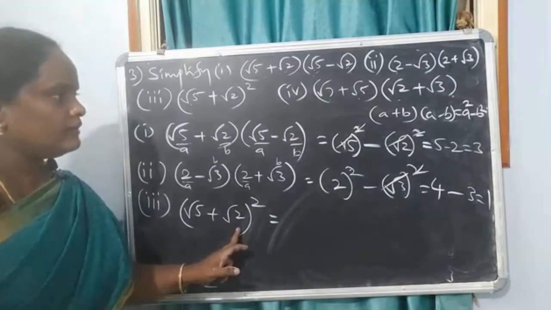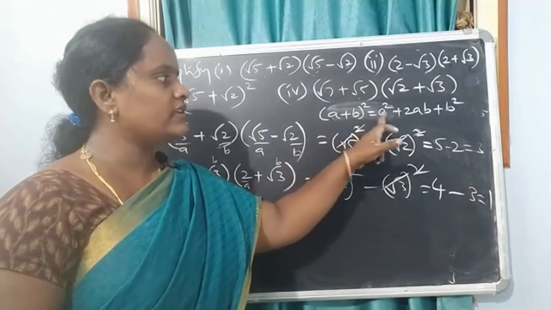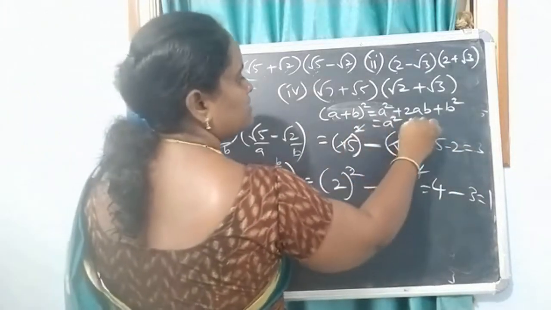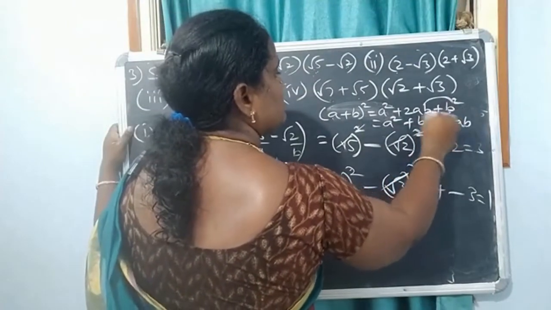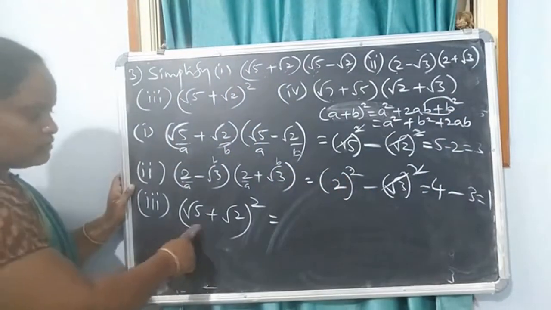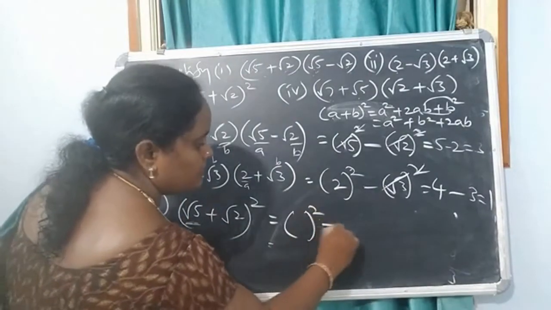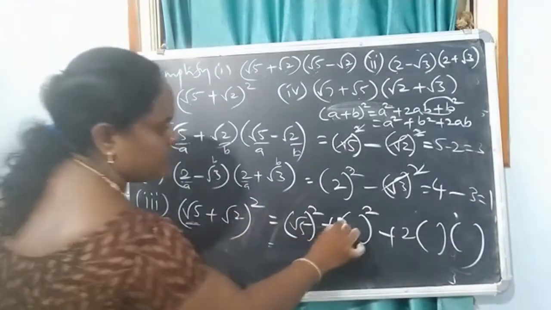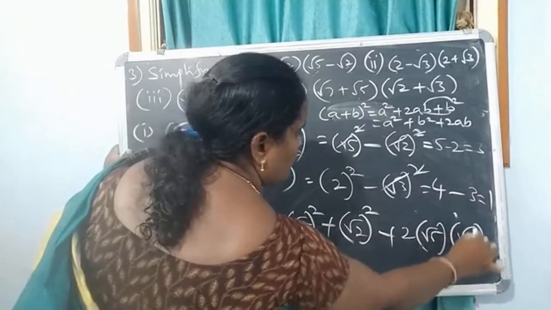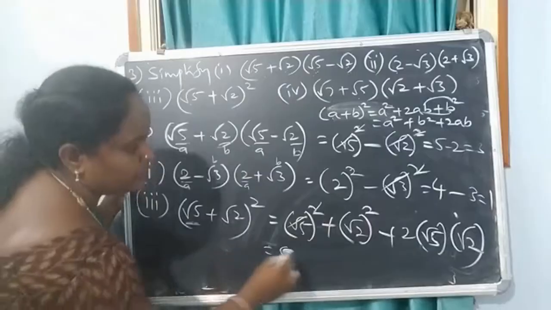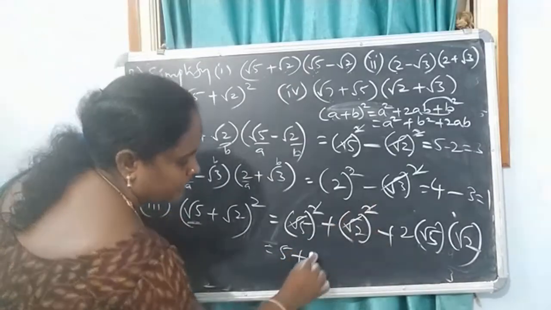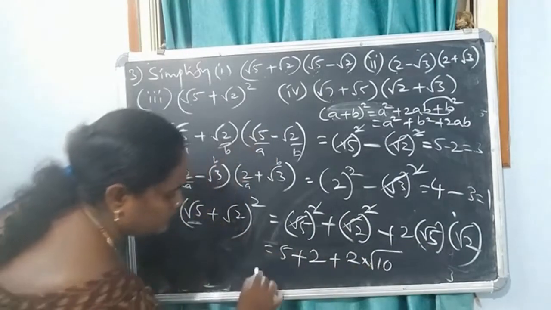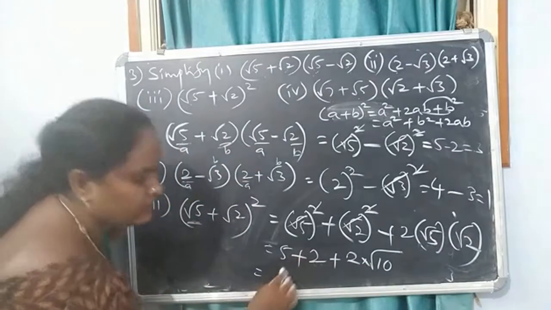Here a plus b whole square is a square plus 2ab plus b square. I am just changing it as a square plus b square plus 2ab. Just exchange these two, like this also I can write. So a is root 5, b is root 2. In a into b, a is root 5, b is root 2. So square and square root get cancelled: 5 plus, root 2 whole square, square and square root get cancelled: 2, plus 2 into root 5 into root 2. Under the root, 5 twos, that is 10. This is 5 plus 2. Both are rational. We can add: 7 plus 2 root 10.